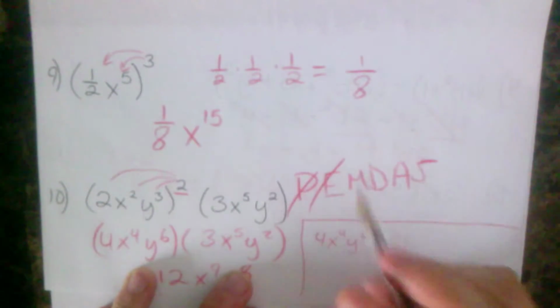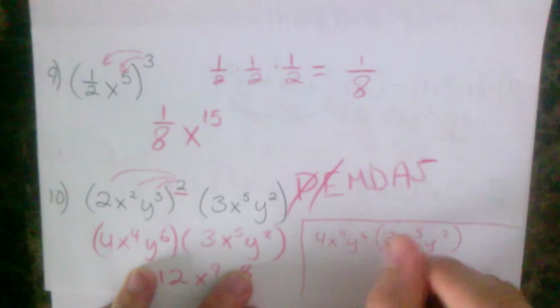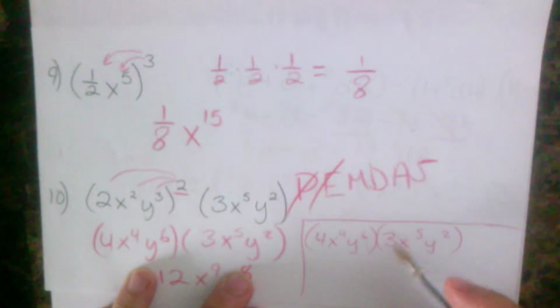And then you've just got all of this. We'll rewrite that second part. X to the fifth, y squared. Going to put everything in parentheses. And then now we're multiplying again. 4 times 3 is 12.